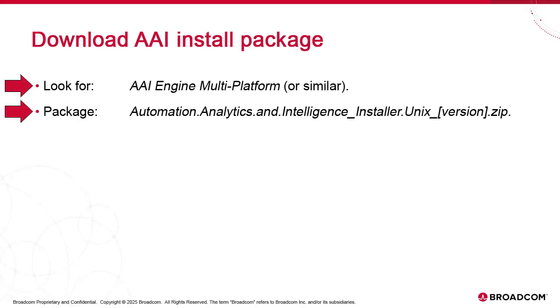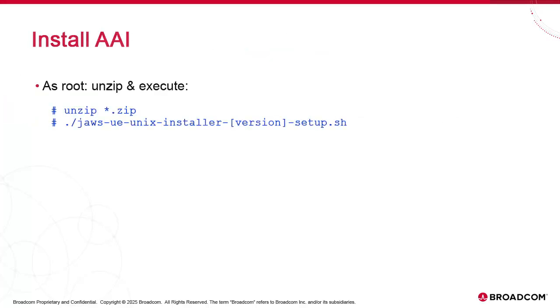Next, we look at the AAI installation package. Look for specific terminology like engine, multiple platform, install, Unix, and so forth. First, to install AAI, we unzip the package, and then execute the executable .sh with a simple ./.